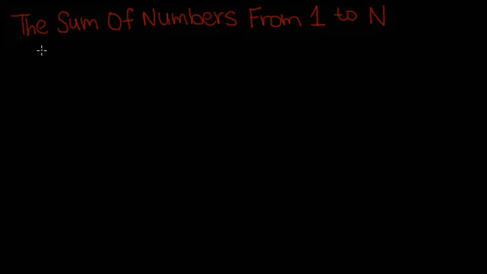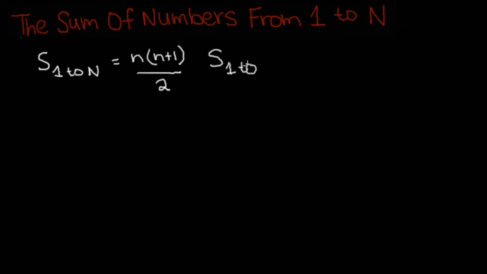In this video, we will prove that the sum of numbers from 1 to n is n times (n plus 1) over 2. Let's say, for example, we want to find the sum of numbers from 1 to 20. We can use this formula, and since n is 20, we know that the sum of numbers from 1 to 20 is 20 times 21 over 2, which will give us an answer of 210.